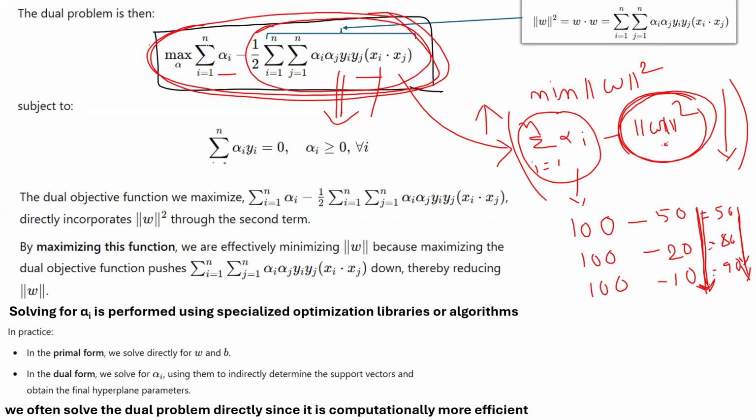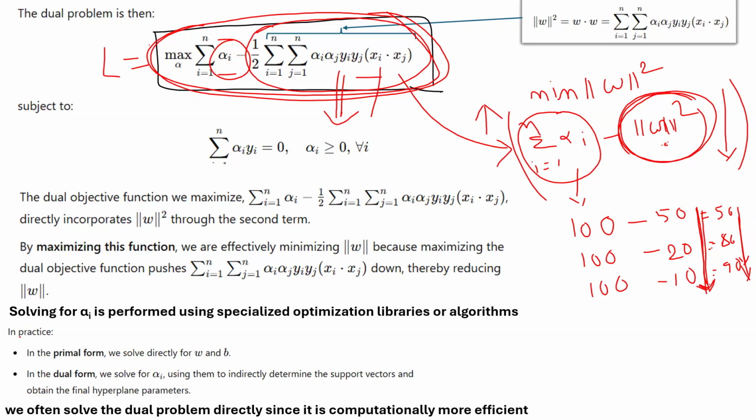Solving for alpha is performed using specialized optimization libraries or algorithms. So you got an optimization equation. Now you have to solve for alpha, right? You cannot solve this on paper. Okay. Your intention is to find alpha so that you will be able to find W, and then from W you will be able to calculate the B, right, by taking one of the support vectors. So all that stuff, finding the values with an example, cannot be shown on paper. It has to be done by specialized libraries, optimization libraries or algorithms.